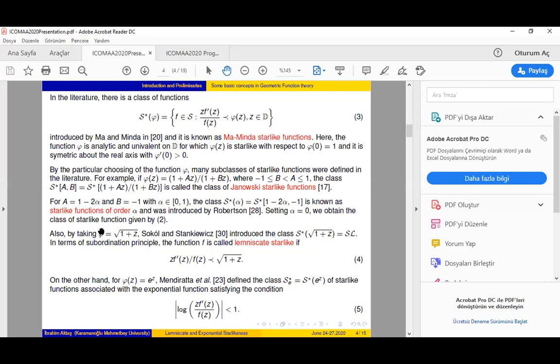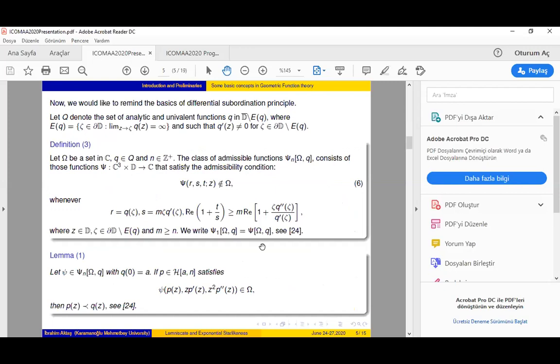Also, by taking the function phi like this, Sokol and Stankiewicz introduced the class SL. This class is known as lemniscate star-like function class. In terms of subordination principle, the function f is called lemniscate star-like if condition 4 holds. On the other hand, by taking subordinate function exponential z, Bednarz et al. defined the class S star E of star-like functions associated with the exponential function satisfying condition 5. This function class is known as exponential star-like function class.